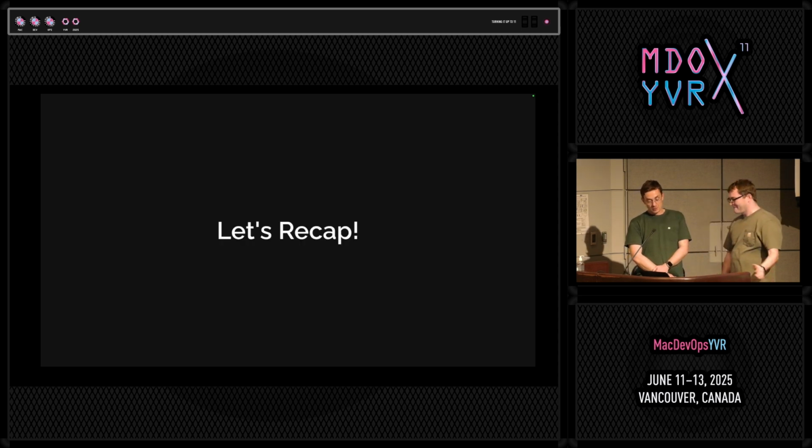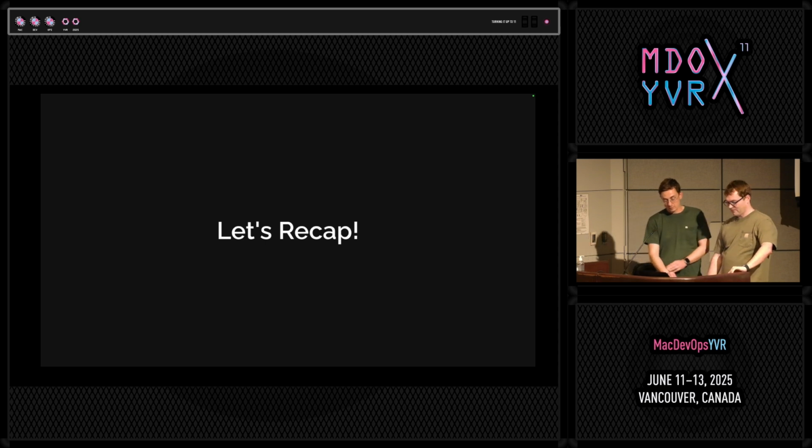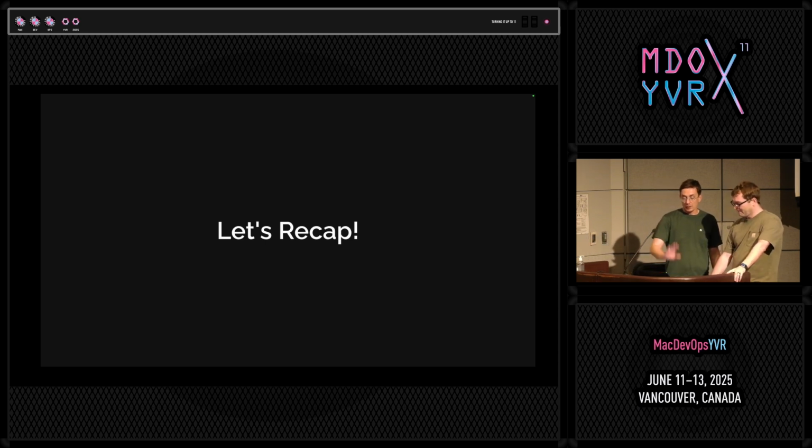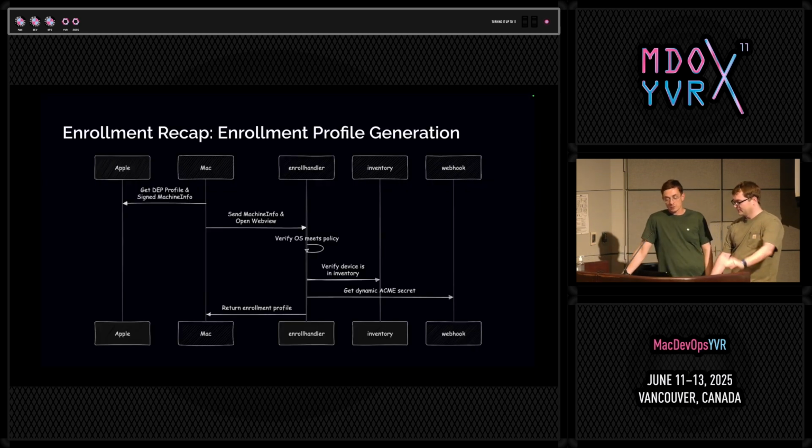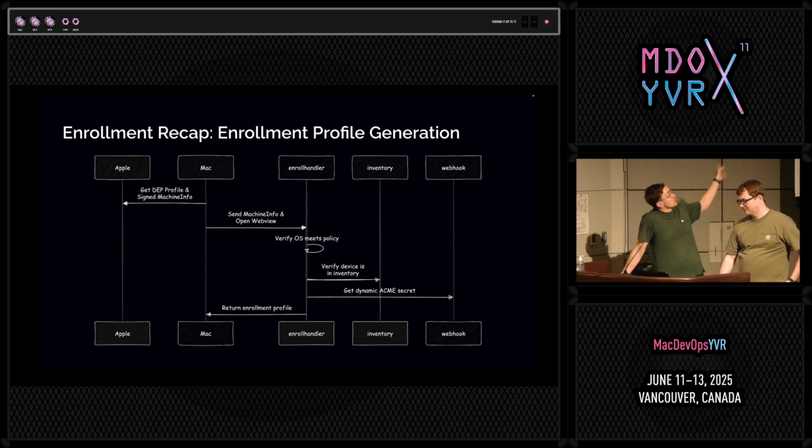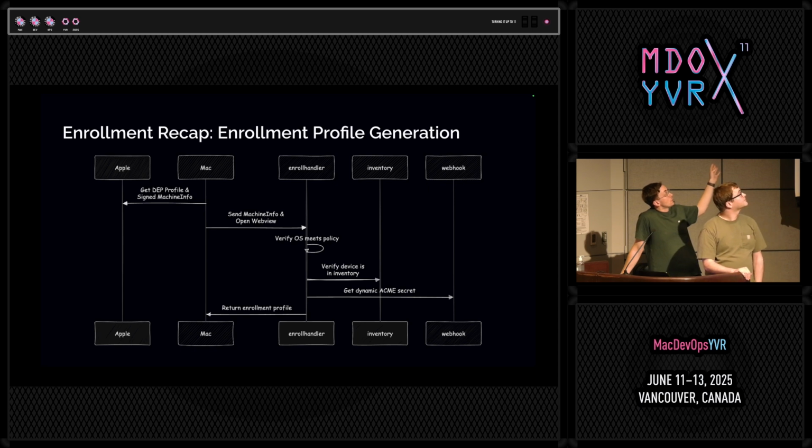All right. Cool. And so just to put it all back together and do a quick recap, we can split this enrollment flow into kind of two sections. We've got the enrollment profile generation. That's when our Mac is going to request a DEP profile. It's going to get a DEP profile and the machine info from Apple. We'll send that over to our enroll handler. We'll make sure that it meets our OS policies. We'll make sure that it's in our inventory. We'll get our dynamic Acme secrets, and we'll return that enrollment profile.